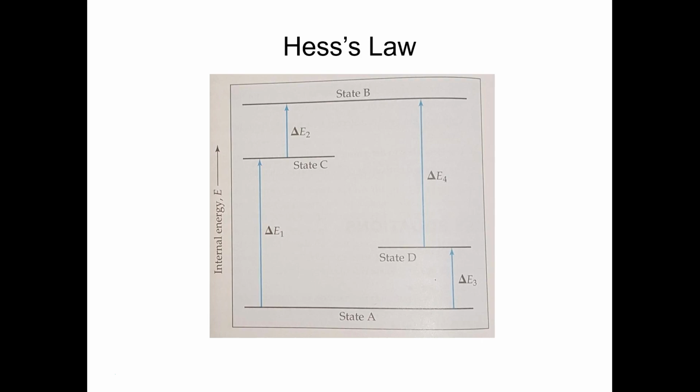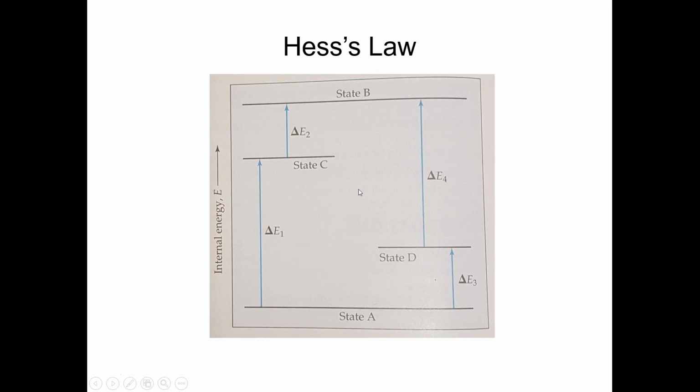means that it's path independent. What matters is only the initial and final states, not how you got between them. One of the questions in problem 5.6 asks you to determine the difference in internal energy between state C and state D. You'll notice that there isn't actually an arrow here connecting state C to state D. But you can use arithmetic using these delta E1, delta E2, delta E3, delta E4.